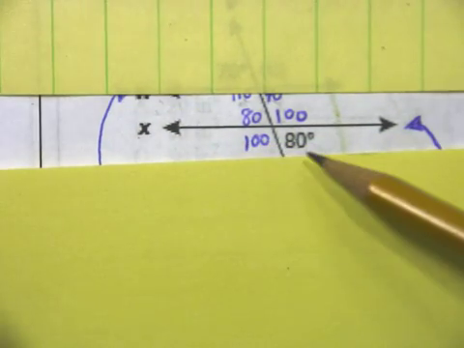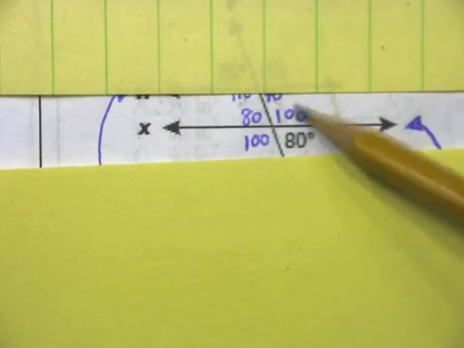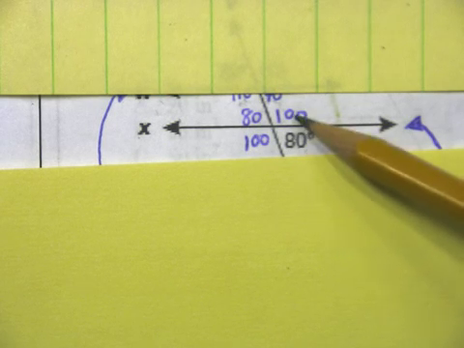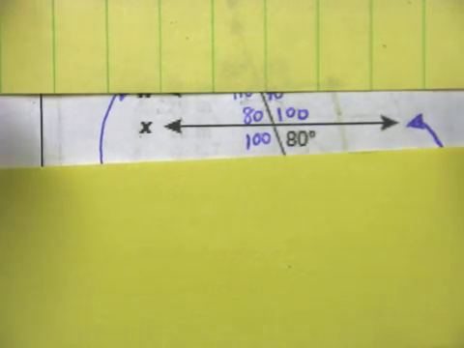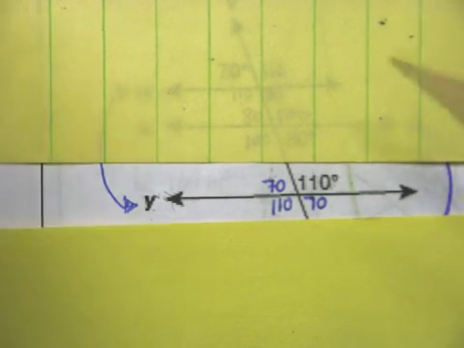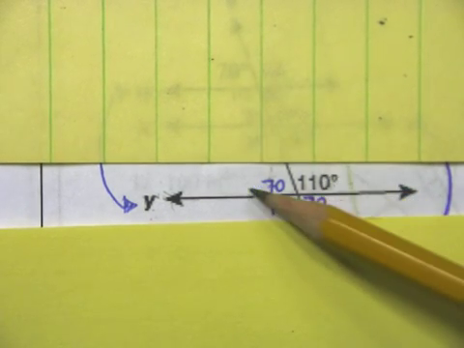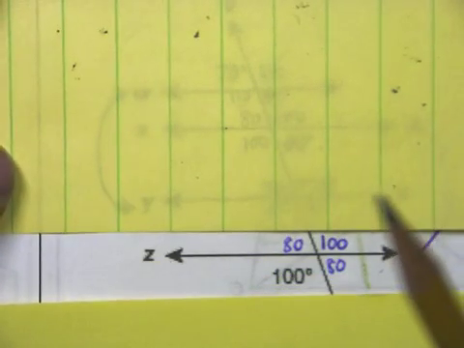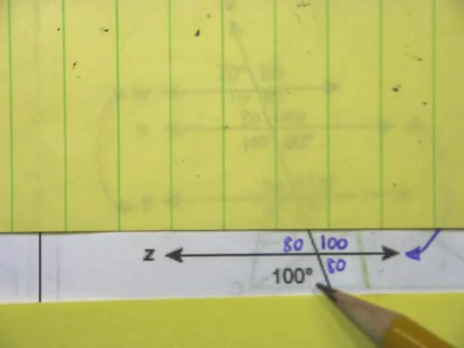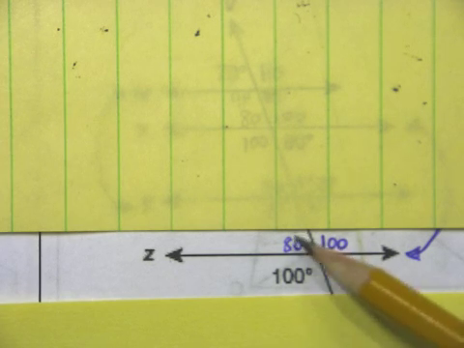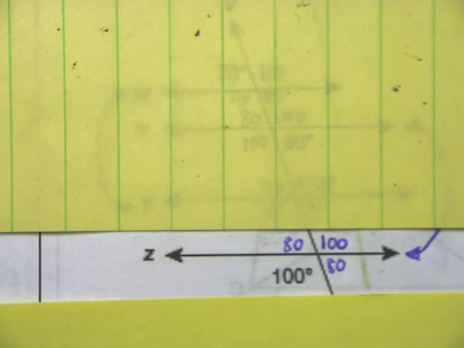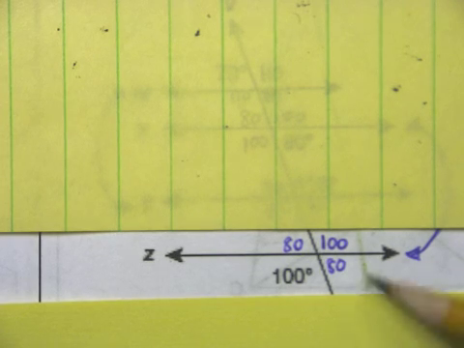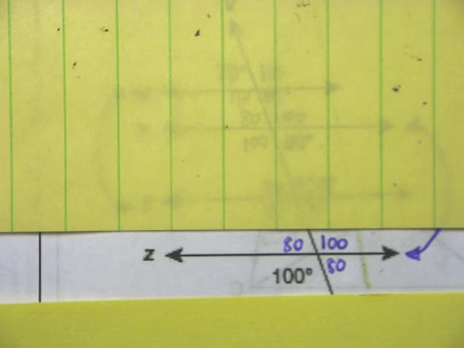For line X, okay, this is 80 degrees. I know that these are a linear pair that add up to 180, so this is 100, and the rest is easy to figure out as well. Line Y, they told me this is 110, so I know that this is going to be 70, this is going to be 70, and the rest is easy to figure out. And for line Z, they gave me that this is 100, so I know that these are a linear pair, add up to 180, also a linear pair, adding up to 180. So all I did was just take the information that they gave me, and I filled in the rest of the angles based upon the linear pair rule.